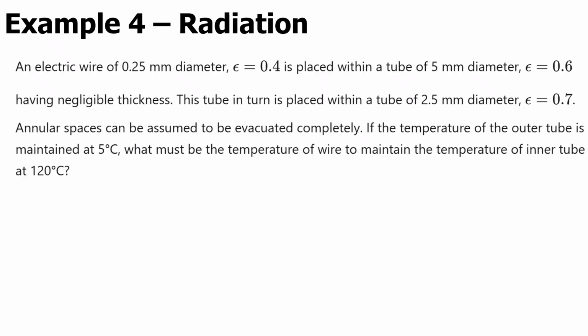We are to assume that the annular spaces between the tubes are completely evacuated, meaning heat transfer occurs only by radiation. If the temperature of the outer tube is maintained at 5 degrees Celsius, our objective is to determine the temperature of the electric wire required to maintain the temperature of the inner tube at 120 degrees Celsius.